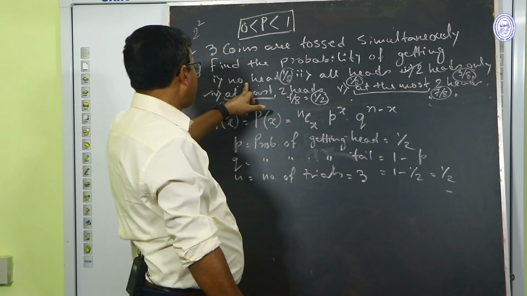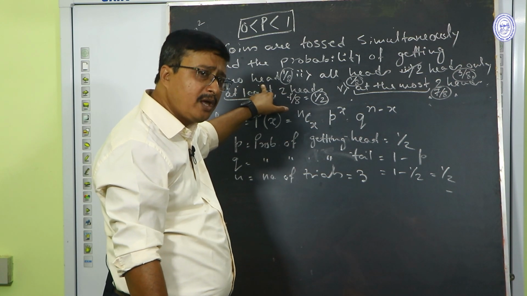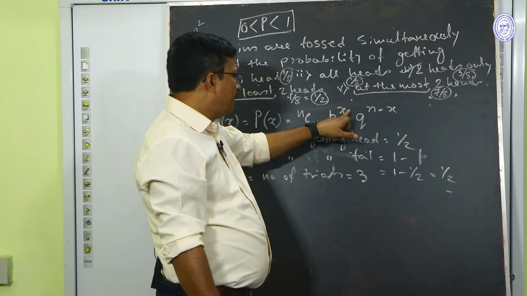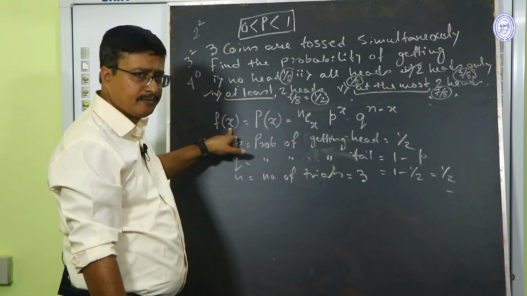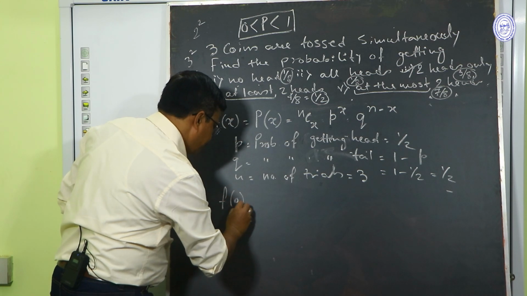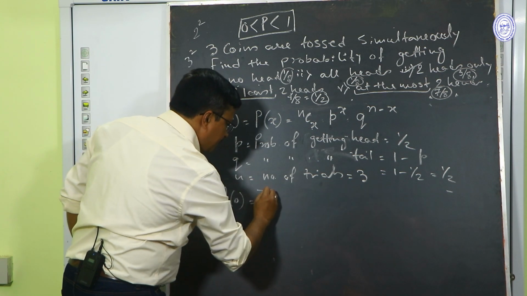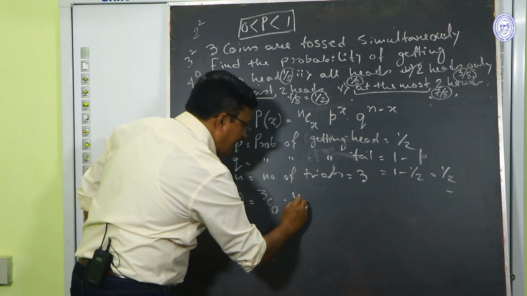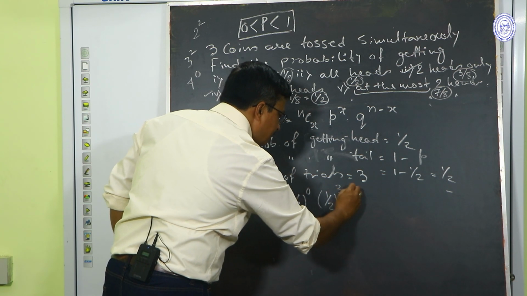Now they are talking about no head. No head means the power of head should be 0. The power of head means the power of P should be 0. If x is 0, then we have to find the value of f(0). Clear? f(0) means nCx. The value of n is 3, then 3C0, P is half to the power 0, Q is half to the power 3 minus 0.